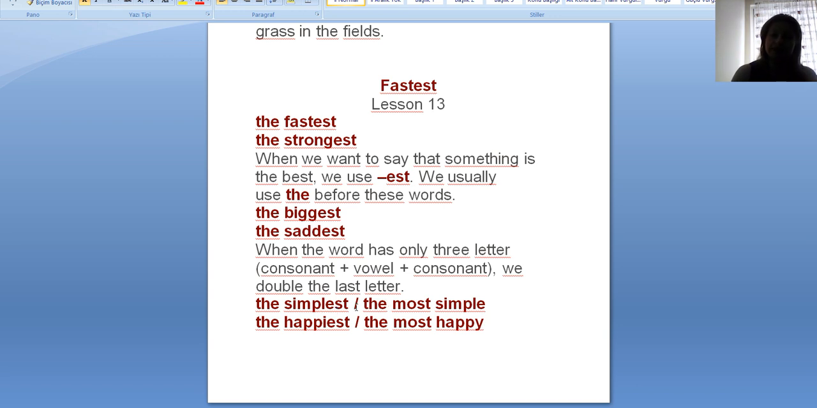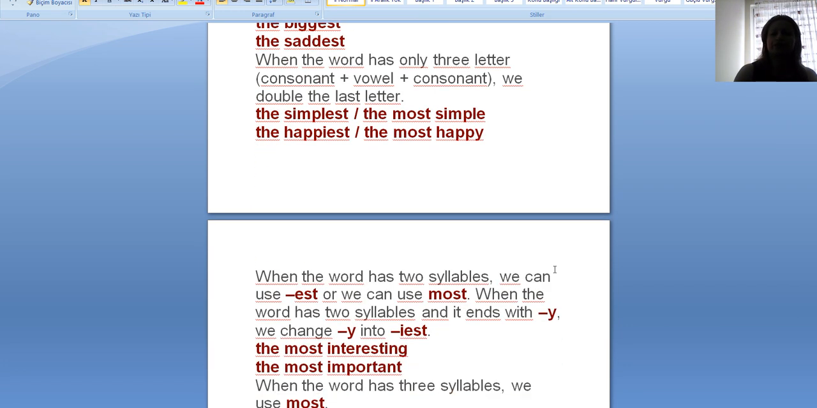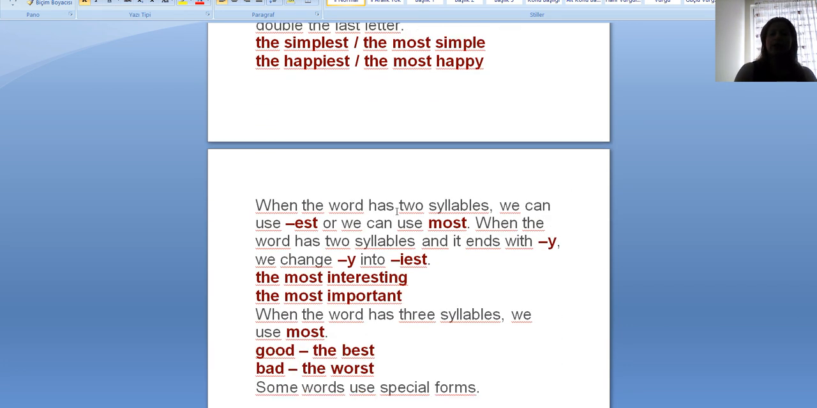The simplest, the most simple. The happiest, the most happy. When the word has 2 syllables, we can use "est" or we can use "most." Those are the same thing. When the word has 2 syllables and it ends with e, we add "est."